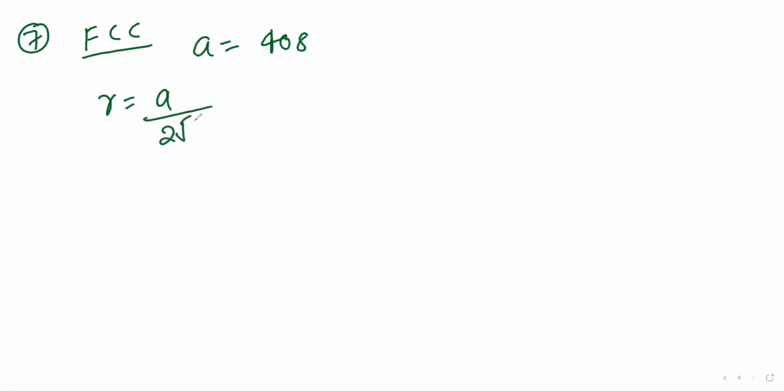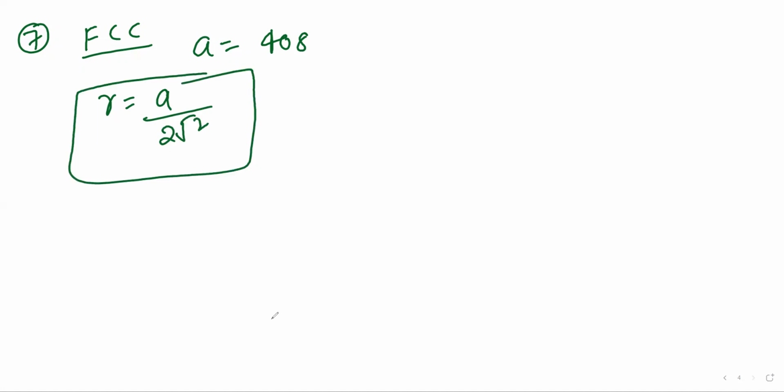Now see the next question. Question number 7. A metal crystal with a face-centered cubic unit cell; it is already given that it is FCC. Edge length is given, that is 408. So the diameter is being asked. Use the relation between R and A for this. For FCC, R equals A upon 2 root 2. So this formula should be remembered.